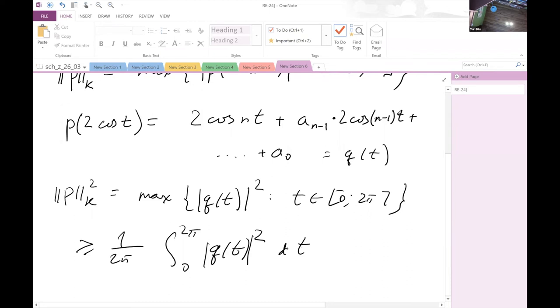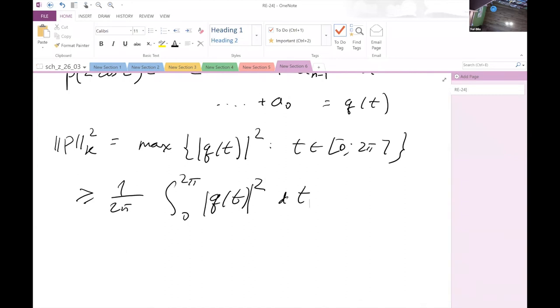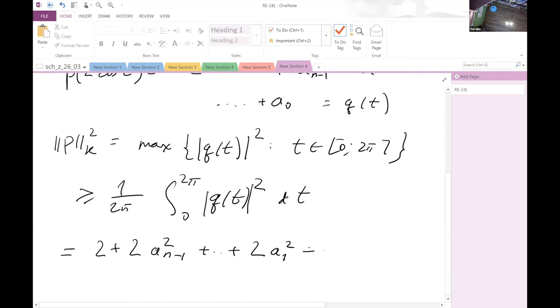And now, again, we use Parseval, since cosines are orthogonal. One should only be careful here a bit. I believe it will be something like 2 plus 2 a n minus 1 squared plus etc. plus 2 a 1 squared, but a 0 will be without the 2. I believe it is something like this. Anyway, it is not really important. What is important is that we have 2 here, so it is at least 2.